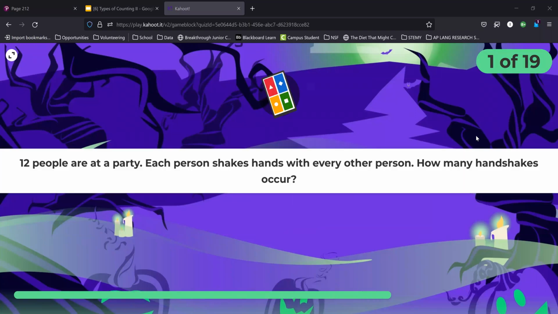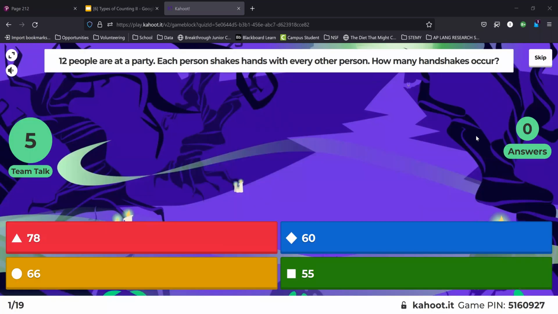Okay. 12 people are at a party and each person shakes hands with every other person. How many handshakes occurred?